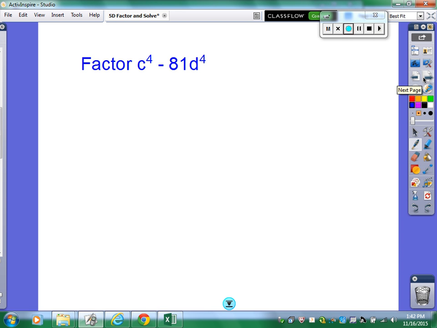Look at this one. Take a moment, write down that problem. Now this problem I can only factor. I can't solve it because I have 2 variables, but I can factor it. It's 2 terms, so it's going to be one of our special patterns. Well, I see c to the 4th power, which is not a cube, and 81 is a perfect square, so this is going to be difference of 2 squares again. So that's going to factor to c squared minus 9d squared.